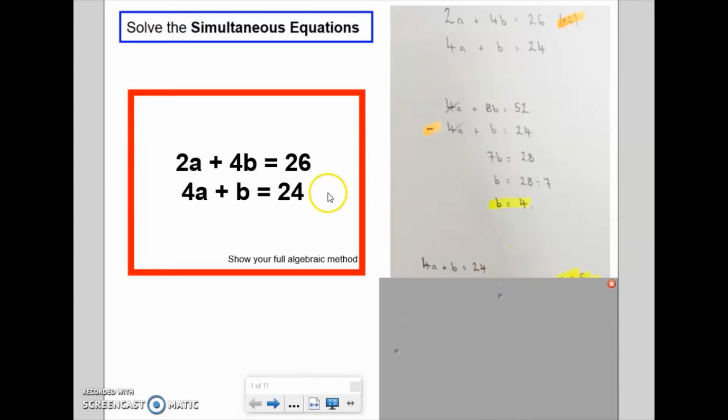Okay, the next thing I'm going to do is take one of the equations. I've chosen the bottom one, 4a plus b equals 24, because it's a little bit simpler in that it involves 1b. But if you chose the first equation, or even the equation that we doubled up here, 4a plus 8b equals 52, you're always going to get the same solution. So I'm going to use this equation, substitute b equals 4 into this equation in order to allow me to solve for a.